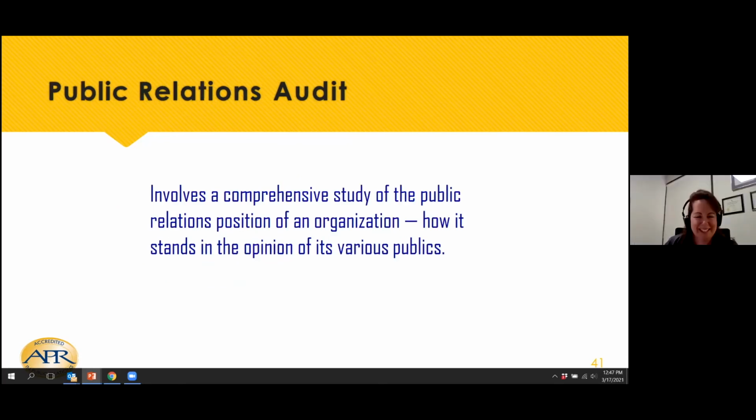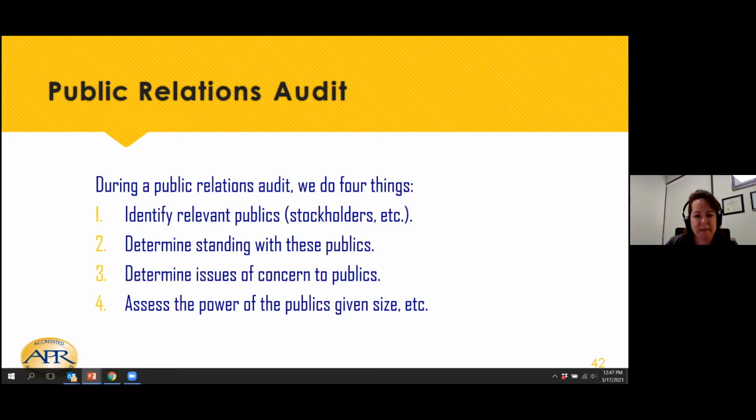Speaking of, the public relations audit involves a comprehensive study of the public relations position of an organization and how it stands in the opinion of its various publics. During a public relations audit, you do 4 things: identify relevant publics, determine standing with these publics, determine issues of concern to the publics, and assessing the power of the publics given size, etc.